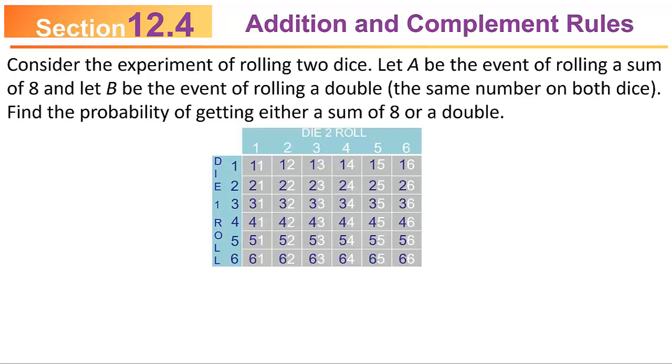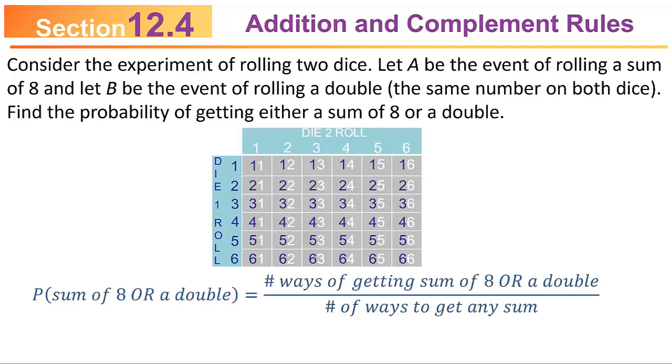Again, when you're rolling 2 dice, you think of that as a 2-stage experiment, so you build a table. We've talked about that before. The probability of getting an 8 sum or a double is going to be the number of ways of getting a sum of 8 or a double divided by the number of ways to get any sum.